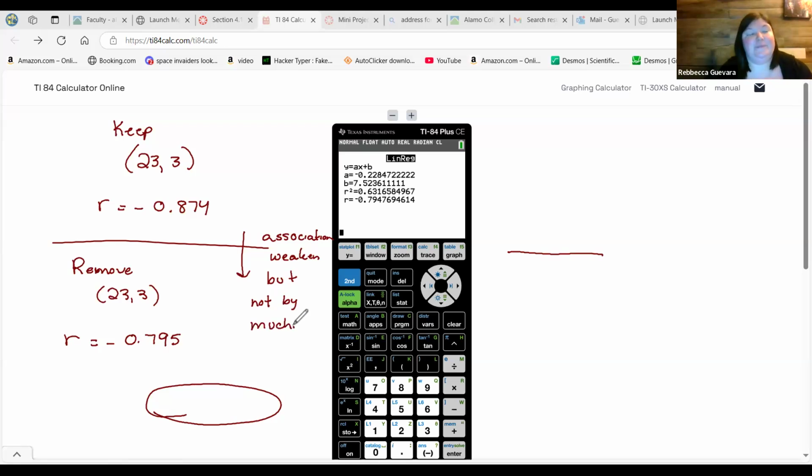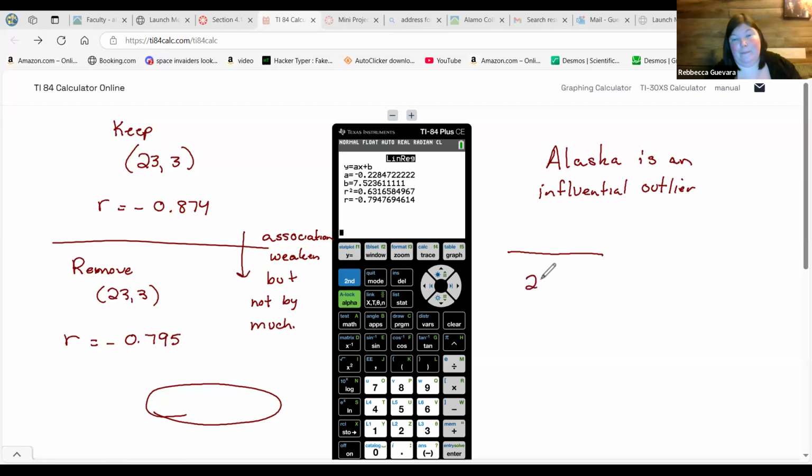So what we have here is that sometimes when we have an outlier and we remove it, it makes a big difference to the whole data set. And sometimes I remove it and it doesn't change things very much. So some outliers have influence and some do not. So Alaska is an influential outlier. It influences everything. However, the person who's eating 23 sweets, they're not very influential. They're not changing things much.